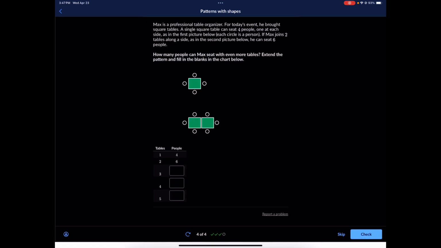Ooh, here's a long one. Max is a professional table organizer. For today's event, he brought square tables. A single square table can seat 4 people, 1 at each side. As in the first picture below, each circle is a person. If Max joins 2 tables along a side, as in the second picture below, he can sit 6 people. How many people can Max seat with even more tables? Extend the pattern and fill in the chart below.